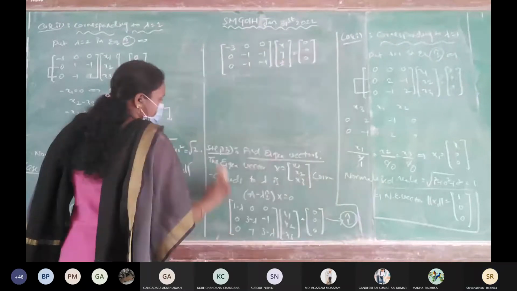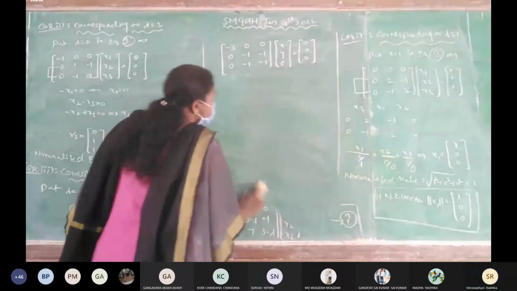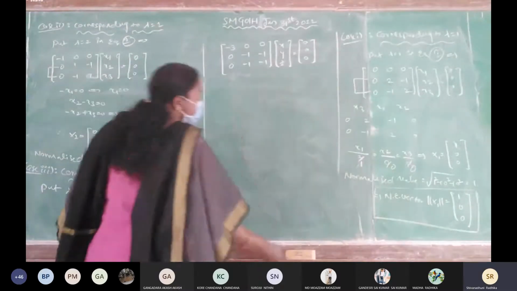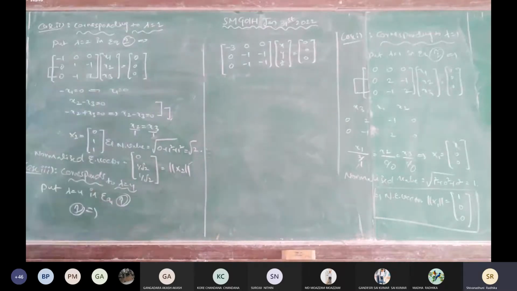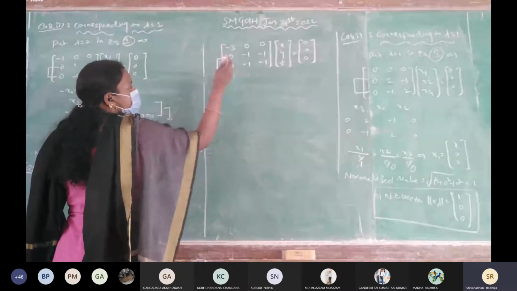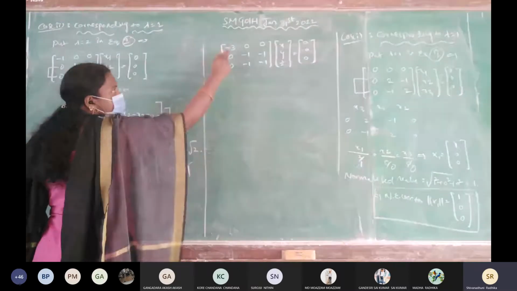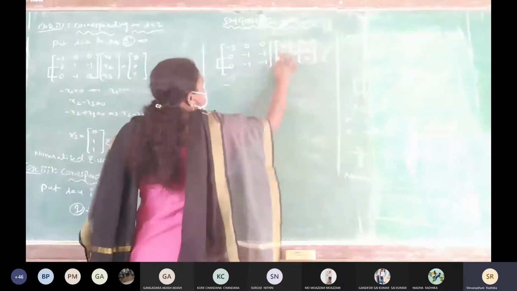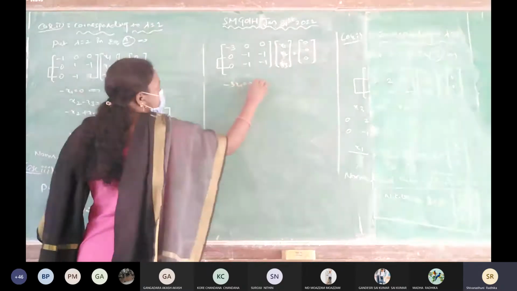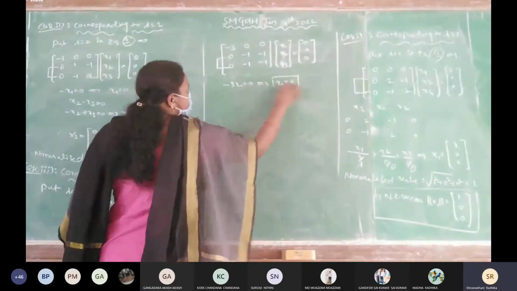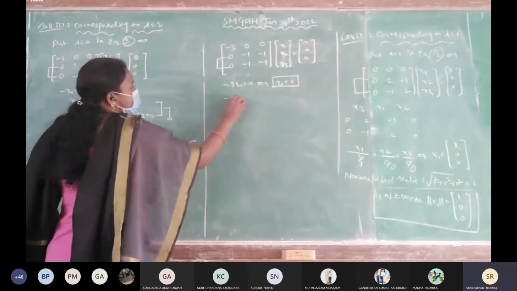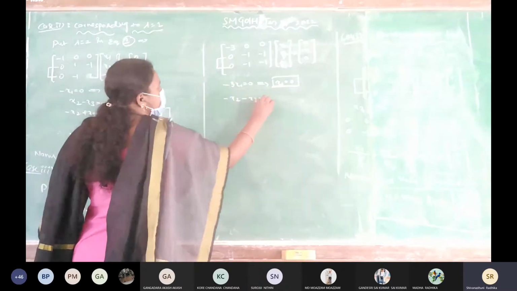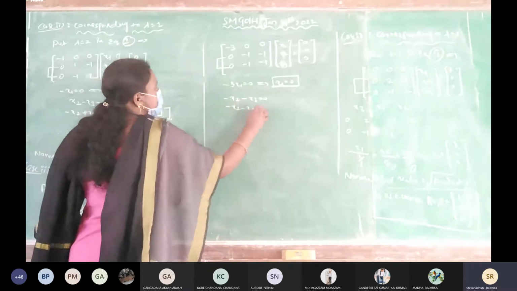Now again, which method are we going to use? Substitution method or cross multiplication? Substitution method only, because these two are identical rows. Then the first one here is x1, x2 and x3, so minus 3x1 equals 0. Clearly x1 is 0. Then these two are the same. Minus x2 minus x3 equals 0, again minus x2 minus x3 equals 0.